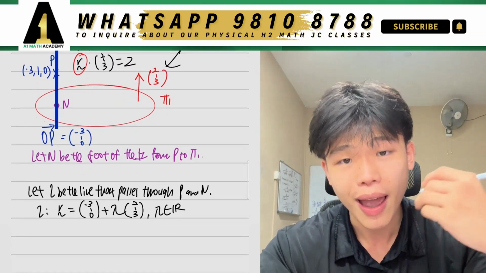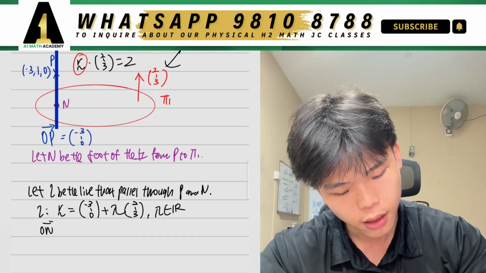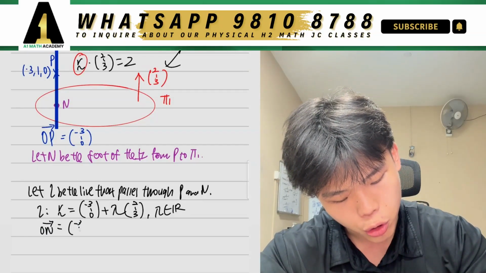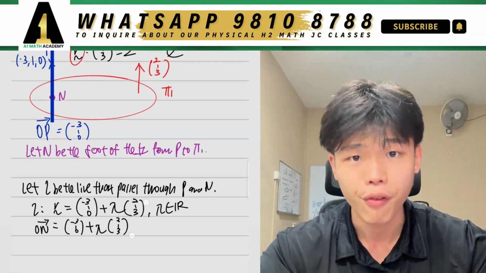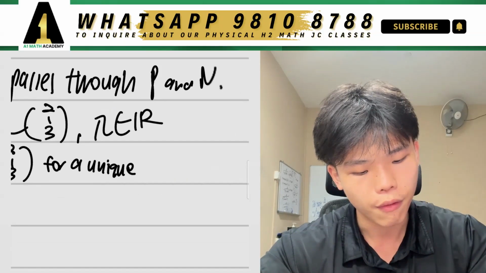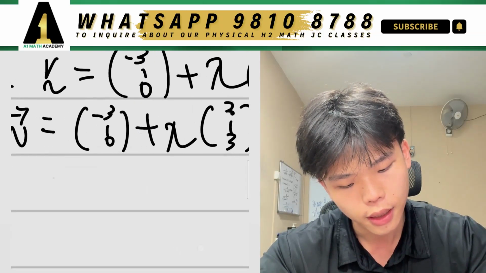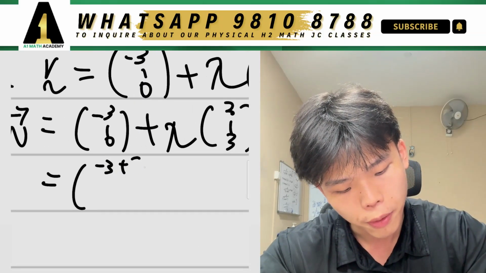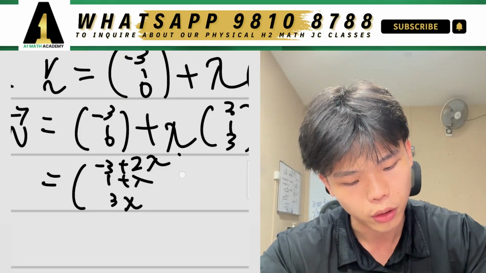So since N lies on the line, we can say that ON equals (-3, 1, 0) plus this scalar multiple, for a unique value of the scalar multiple. So over here we're just going to say for a unique value of the scalar multiple. So we can then combine this to give us (-3 plus 2 times the scalar multiple, 1 plus the scalar multiple, and 3 times the scalar multiple) over here.